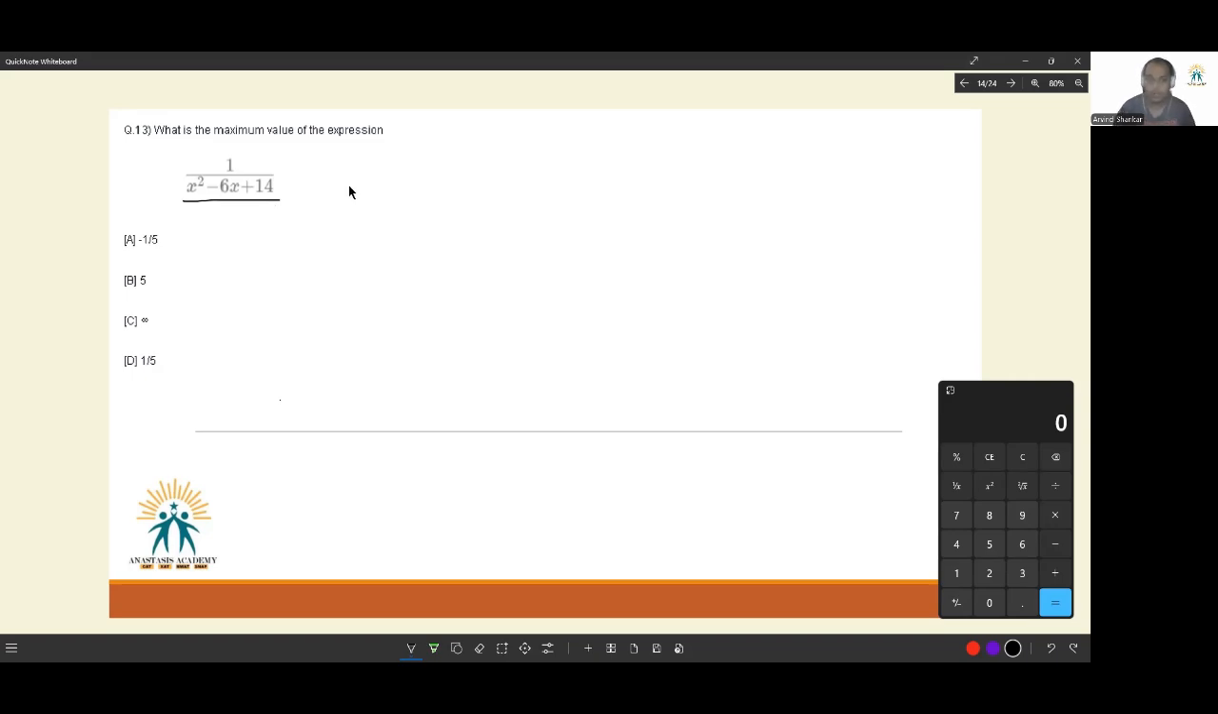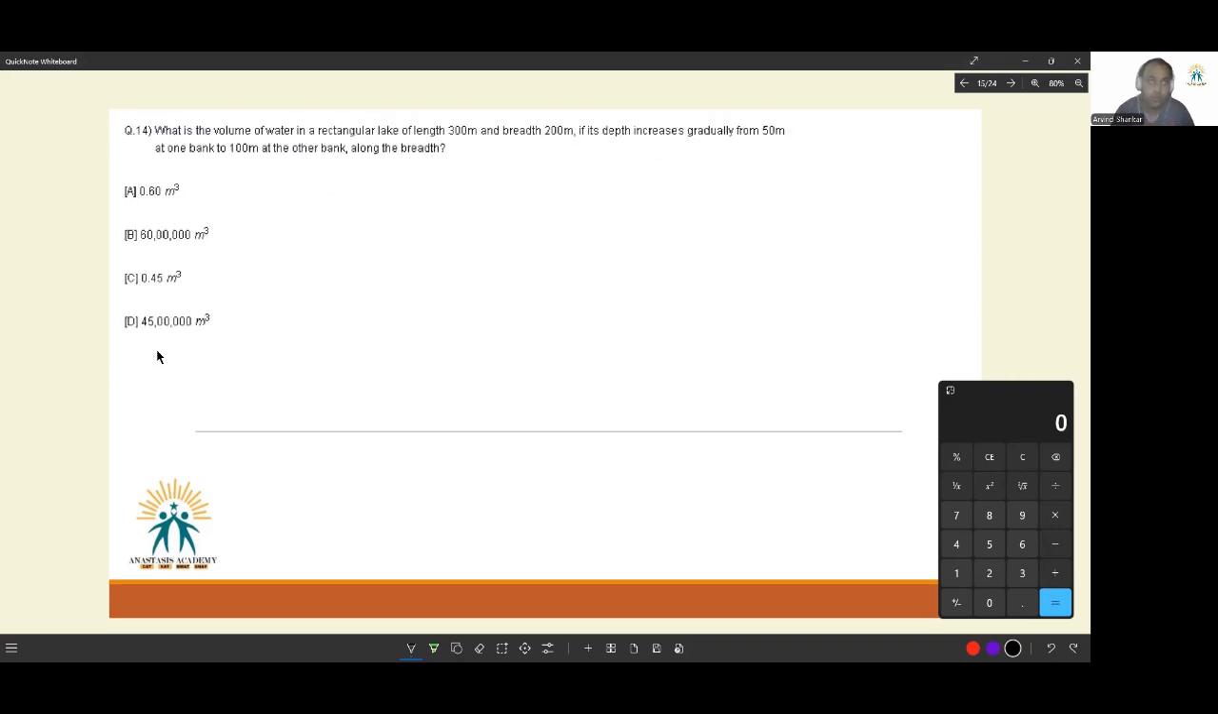If it is always returning a positive value, for the maximum value of the expression, I need to minimize this. How can I minimize this? 1 by x square minus 6x. Completing the square is the method. I get 1 by x minus 3 whole square plus 5. So when x is equal to 3, then this fraction will attain its maximum value, or the maximum value of this fraction is 1 by 5, option D.